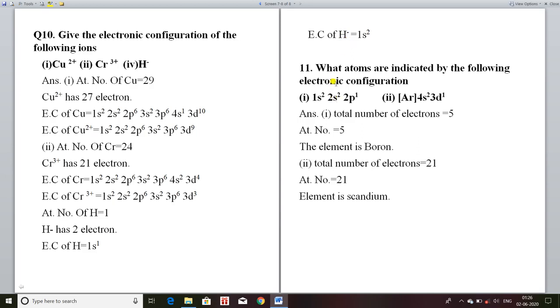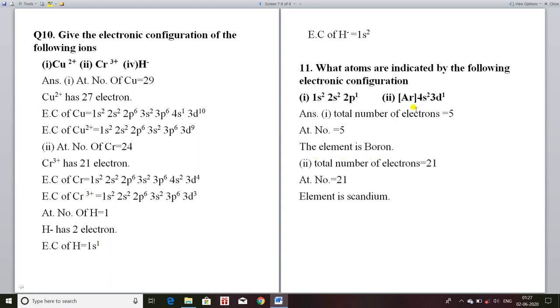Next question, what atoms are indicated by the following electronic configurations? First part, 1s2, 2s2, 2p1. Here you have to count the total number of electrons. So 2 plus 2 plus 1 is equal to 5. That means 5 electrons are present, so the atomic number is 5. So the element is boron.